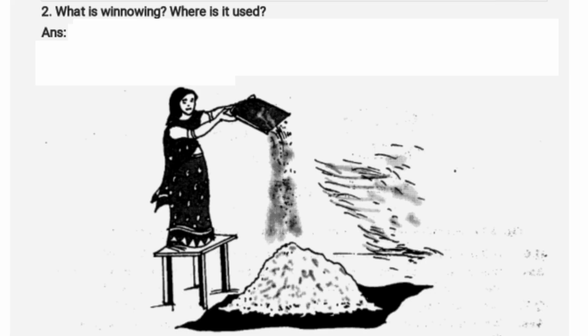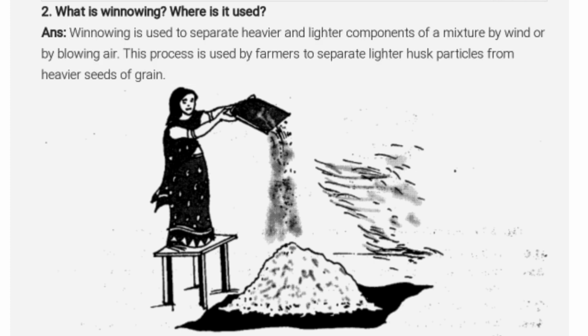Second question is, what is winnowing? Where is it used? And the answer is, winnowing is used to separate heavier and lighter components of a mixture by wind or by blowing air. This process is used by farmers to separate lighter husk particles from the heavier seeds of grain.